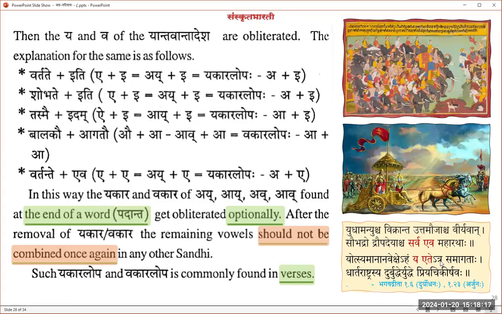योत्स्यमानानवेक्षेऽहं ययेतेऽत्र समागताः धार्तराष्ट्रस्य दुर्बुद्धेर्युद्धे प्रियचिकीर्षवः. Yotsyamanan, those who are desirous to fight, such people, avekshe aham, I observe them. Arjuna is saying, ye ete, those of these, ye ete atra, over here, samagataha, collected in the Kurukshetra.